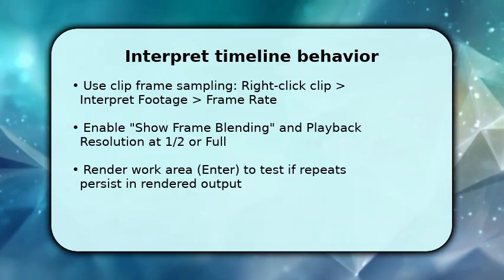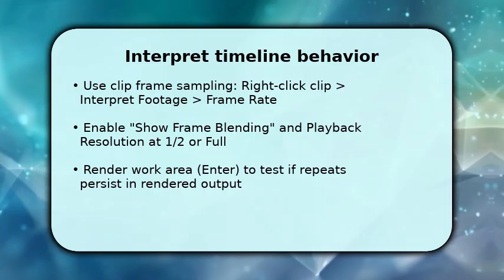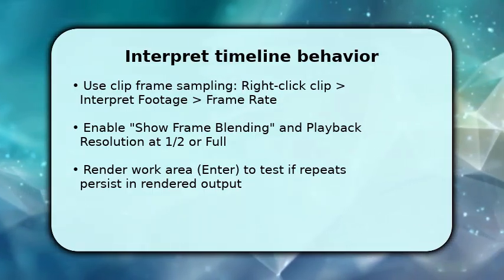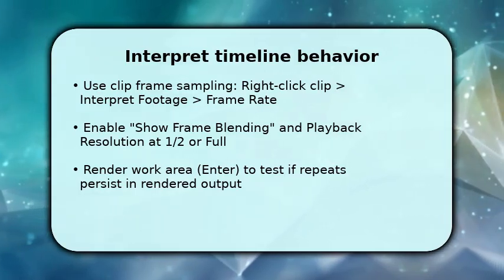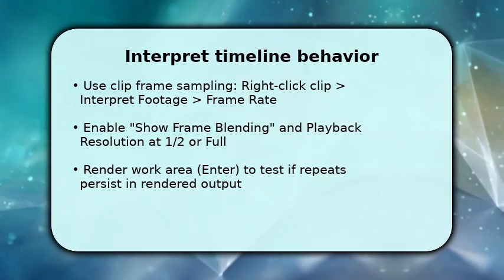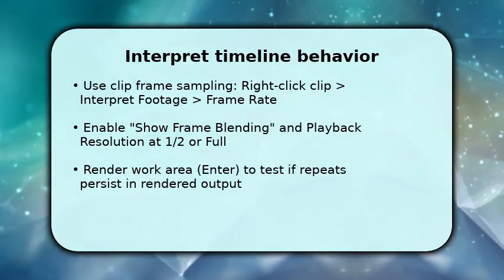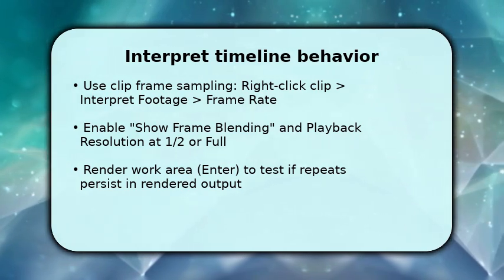Then examine timeline playback. Toggle frame blending and adjust playback resolution to confirm whether playback engine or proxy settings cause repeats. Render the problematic section to a preview file. If the rendered output still shows repeated frames, the issue is file-based. If rendering fixes it, you found a playback or cache mismatch and can focus on render settings or cache clearing.